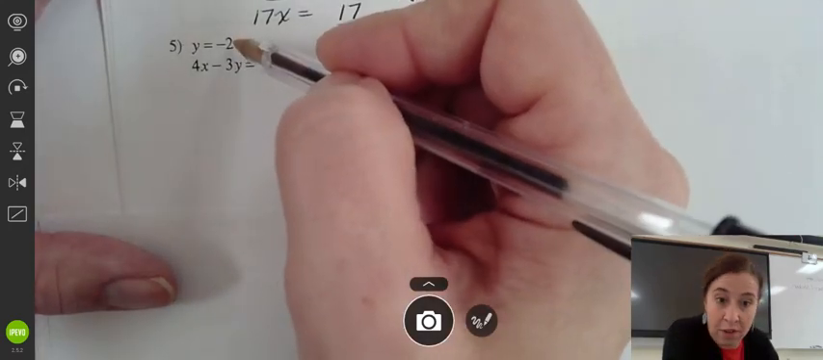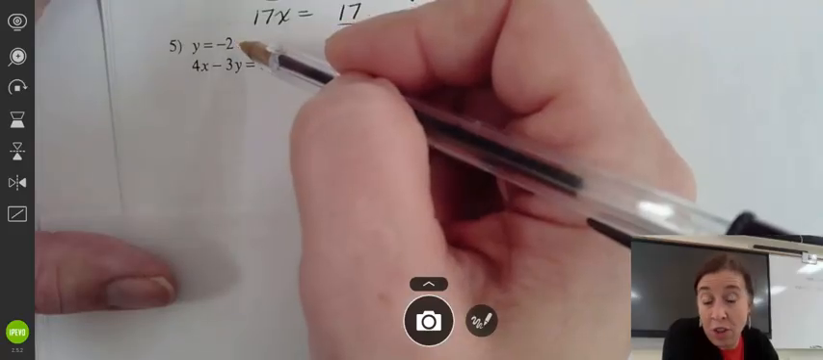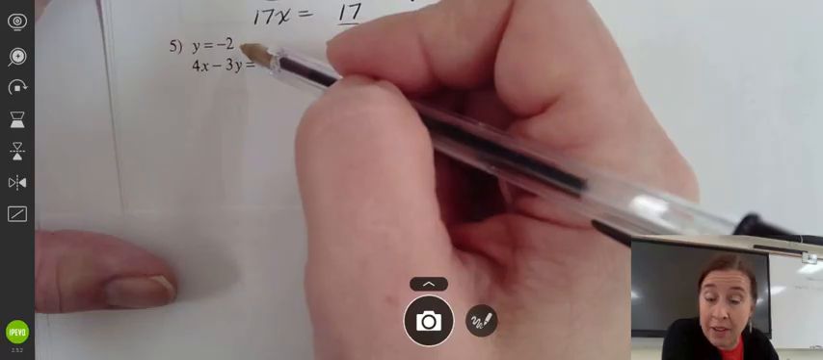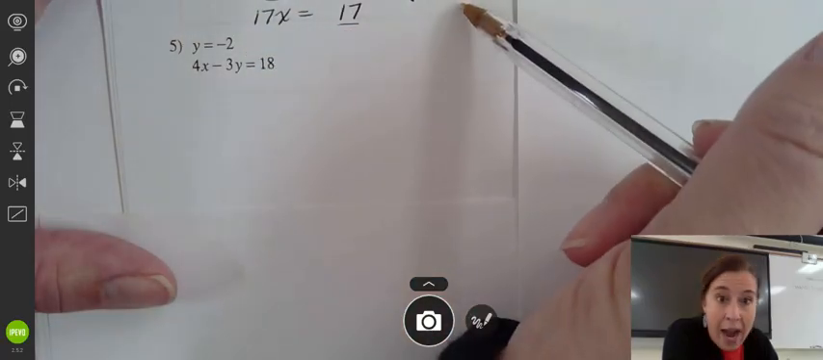They're telling us one of the coordinates already, one of the 2 coordinates that make up the ordered pair. In this case, they're giving us the y coordinate.